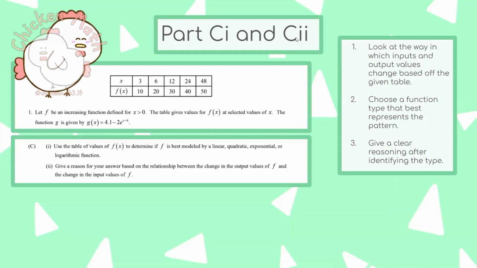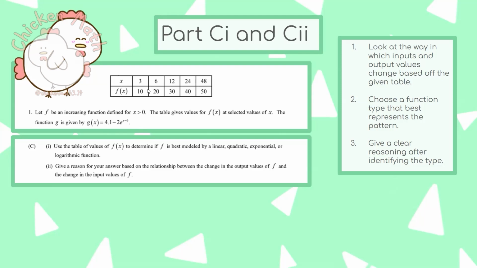All right, so this is the last part of the FRQ type 1, part C. So C1 and C2 kind of go together, so we're just going to keep them together on the same slide. So we want to use the table of values of f of x to determine if f is best modeled by a linear, quadratic, exponential, or logarithmic function. So this is going back to looking at the relationship between the inputs and the outputs of our given function. So we're going to be looking at this table right here.